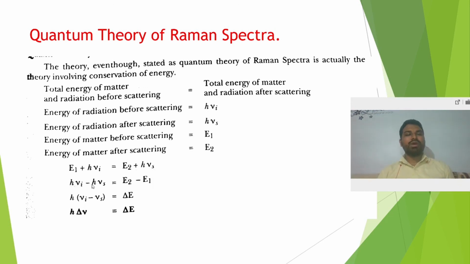Hence, h nu I minus h nu s will be E2 minus E1, that is, h times (nu I minus nu s) equals delta E. Hence, h delta nu will be delta E. Okay, this is your Raman spectroscopy, and we have ended.